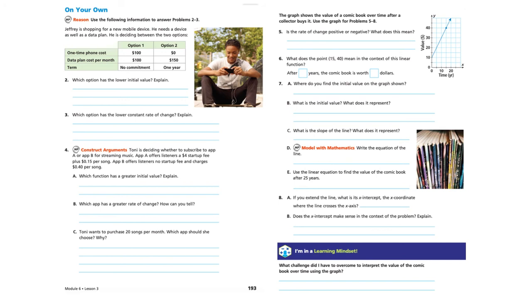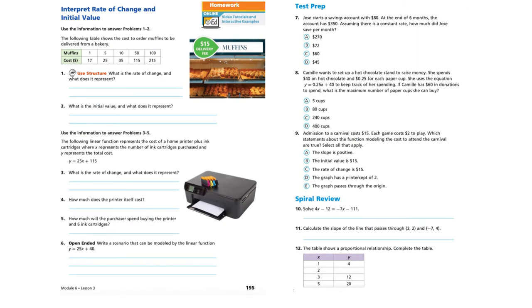If you finish the check understanding and you feel good about it, you can go ahead and do the on your own independently. Then if you complete the on your own and you feel great and you don't need any more practice, the homework is optional. And then I always encourage you to do the test prep and the spiral review for each lesson. So that's the end of lesson 3, and we will see you in lesson 4.